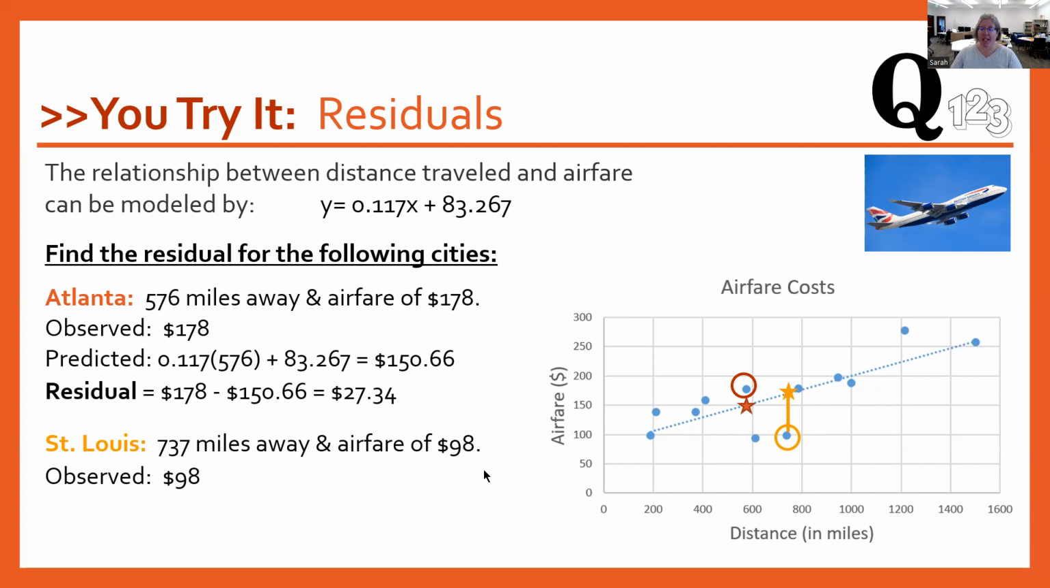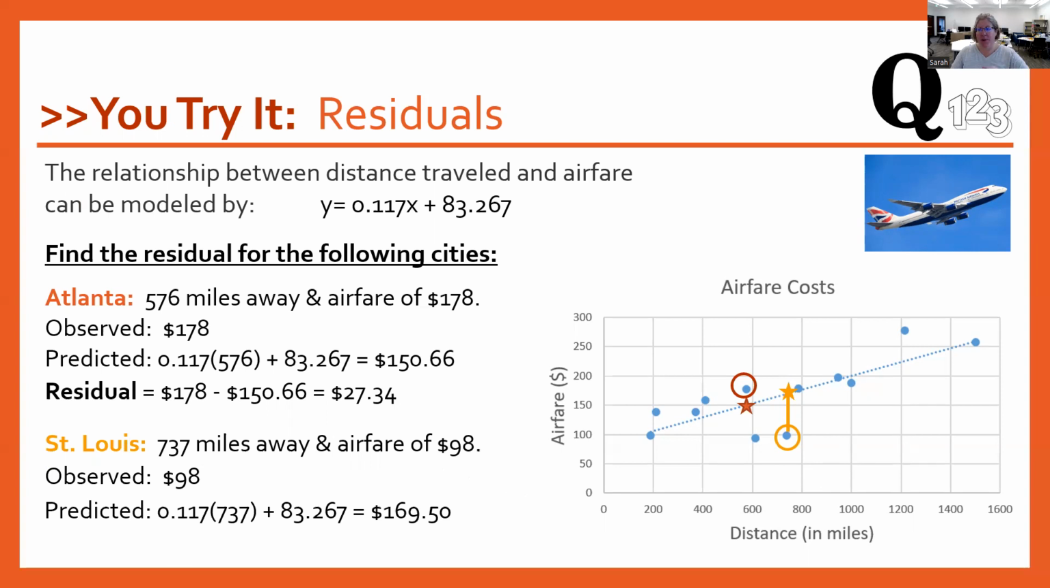To get the predicted value, I need to plug in that 737 miles for X. When I do that, I get a price of $169. And when I look at this, before I subtract it, just kind of a gut check, the data point that is actually from an airline company, that $98 deal, is sitting below our regression line.